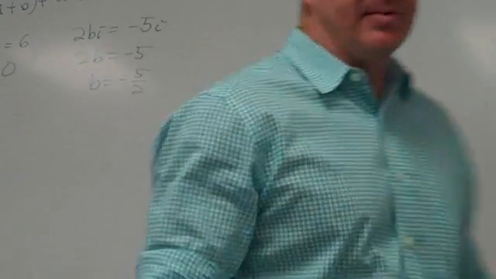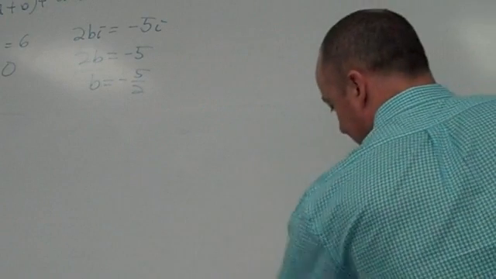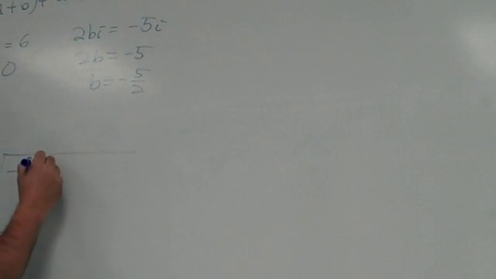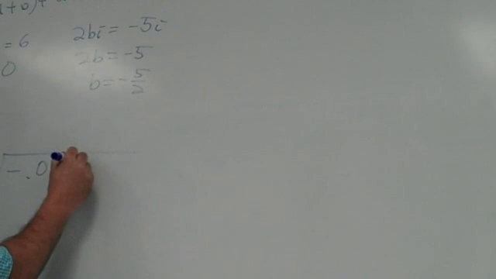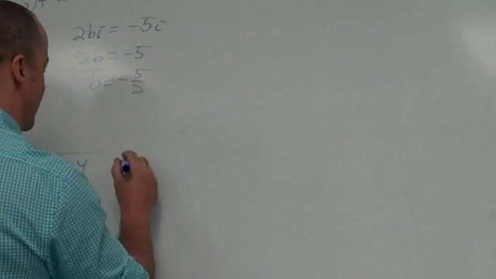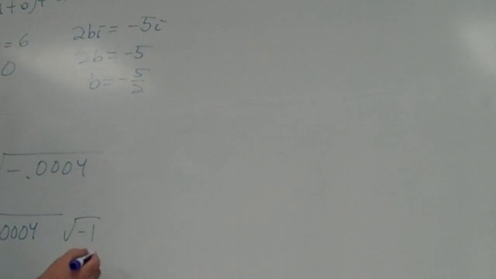Let me double check the directions on it. Write the complex number in standard form. It's the square root of negative 0.0004, how many zeros? 0, 0, 0, 4? Yeah. Technically, you could just write this as the square root of 0.0004 times the square root of negative 1.